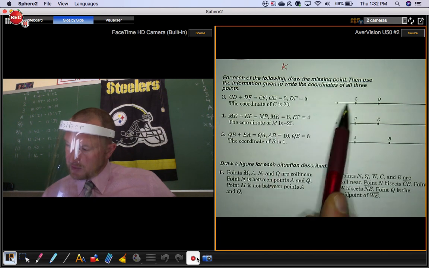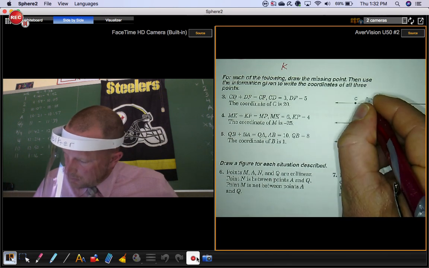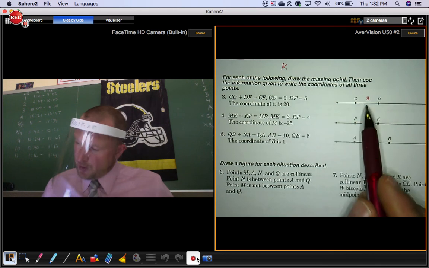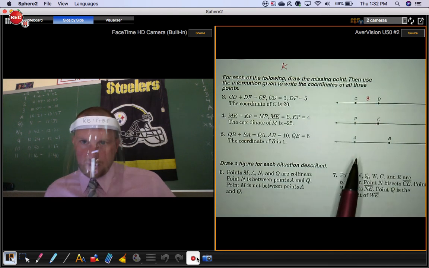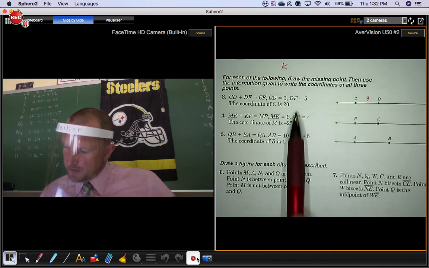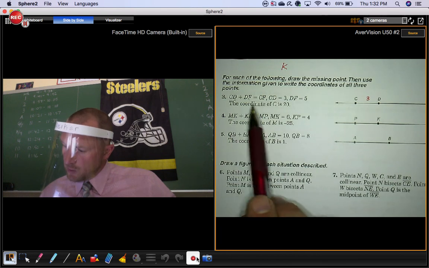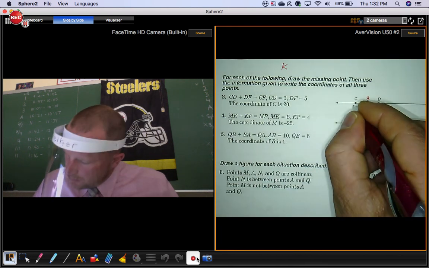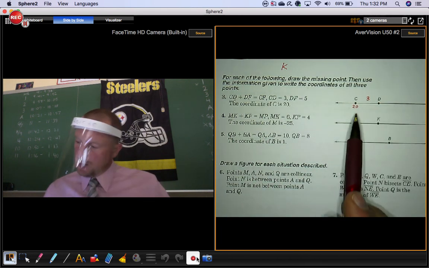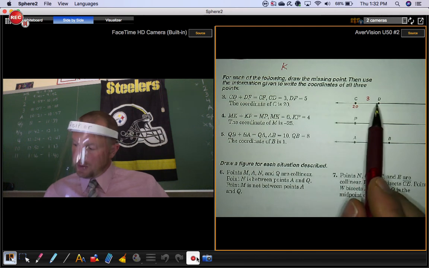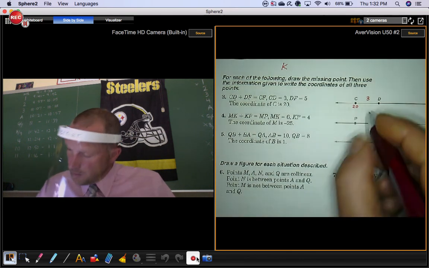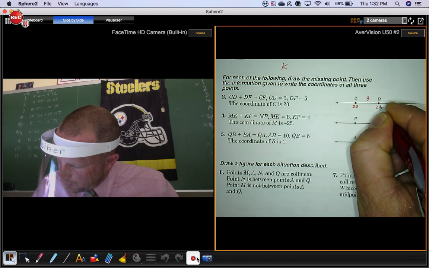From C to D is 3. We can mark that. That's a length. C to D is 3. From D to F is 5. The coordinate of point C is 20. So we'll put its coordinate down here. So we know that lives at 20, and D lives 3 units to the right. So we know D lives at 23.